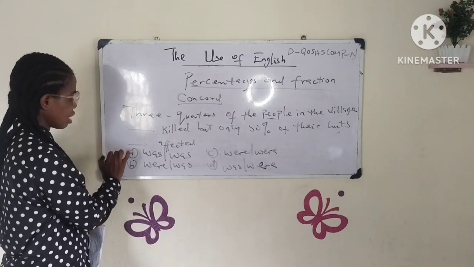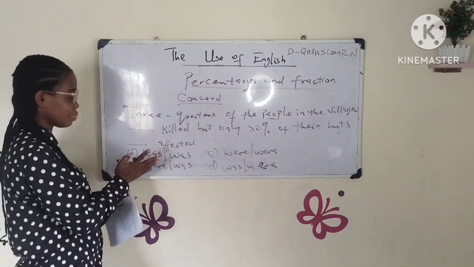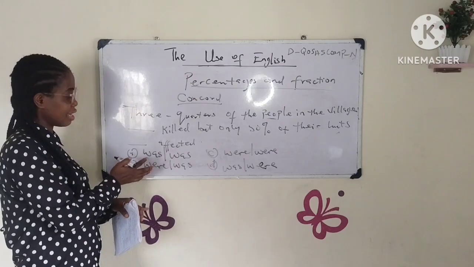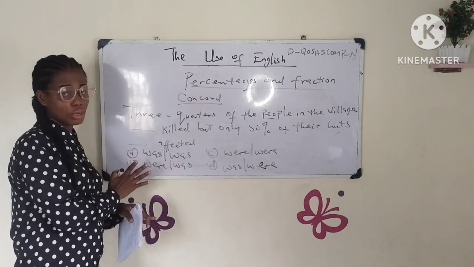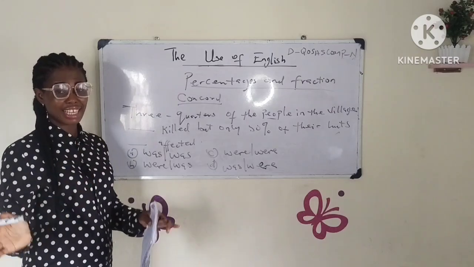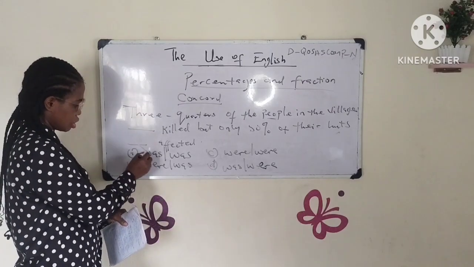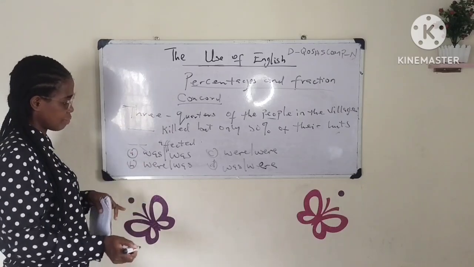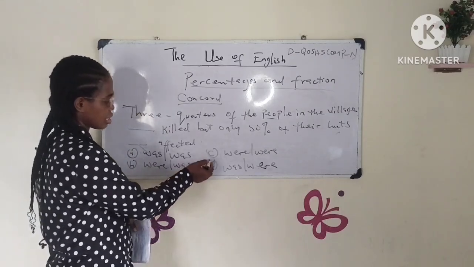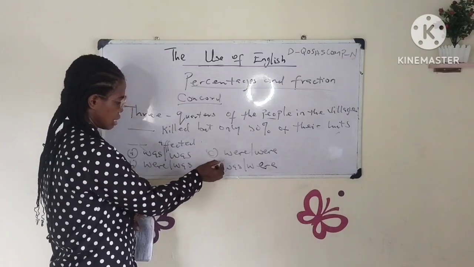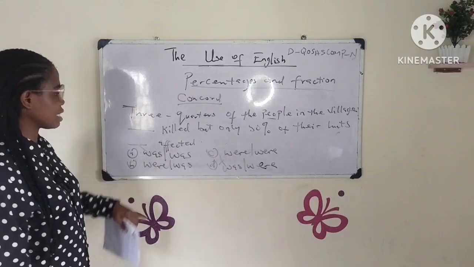So let's look at the options and strike off any that does not have a plural verb in the first gap. You're going to strike off option A, was. Option B, plural verb first. Option C, plural verb first. Option D, was, singular. So we are left with options B and D.